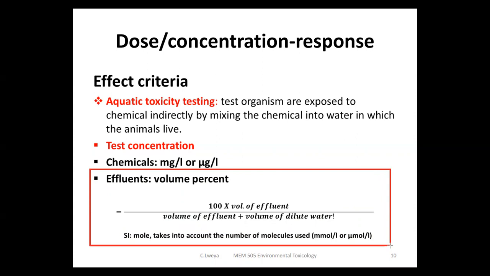So this is a formula that we use. 100, that's just a number, multiplied by the volume of the effluent that you are going to eject into the river, divided by the volume of the effluent plus the volume of the water which is going to dilute the effluent.